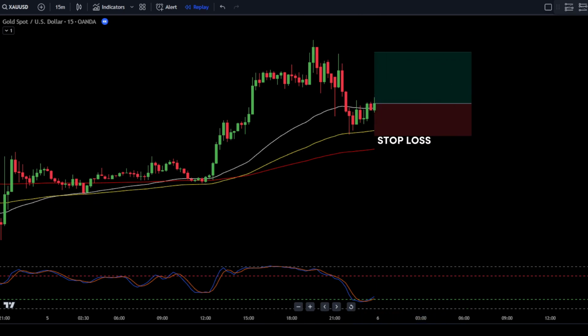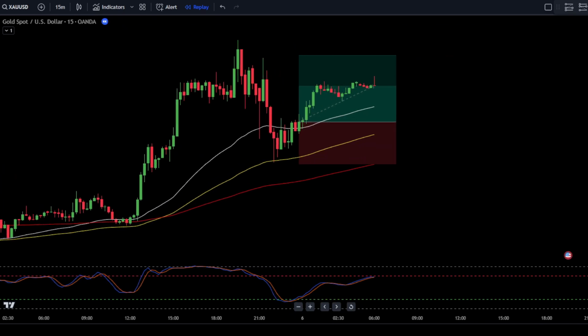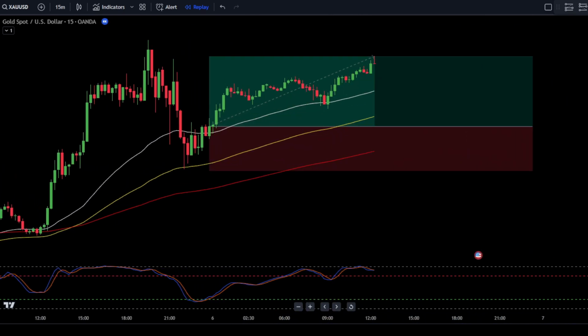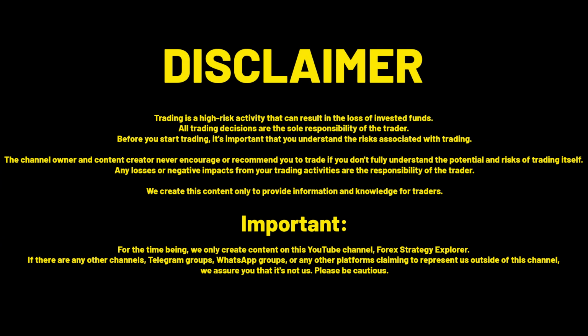Place the stop loss at the last swing low. Set your take profit target using a risk-to-reward ratio of 1 to 1.5. Always maintain your money management and trading psychology.